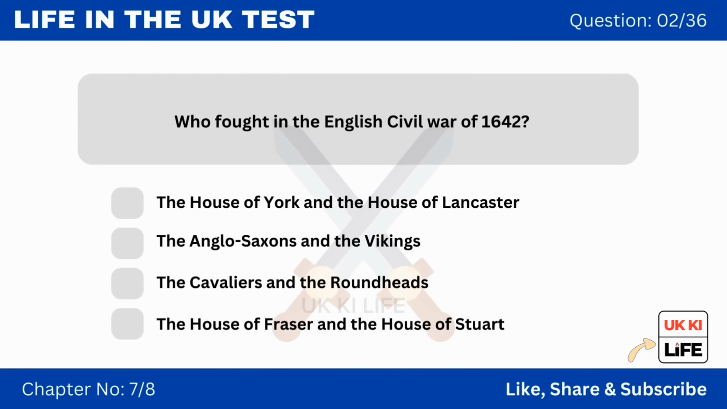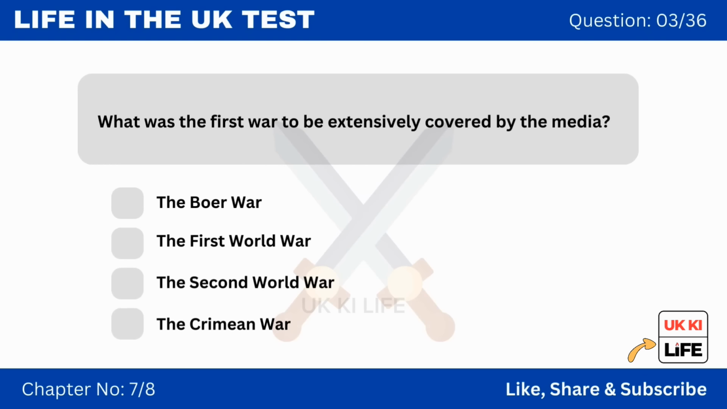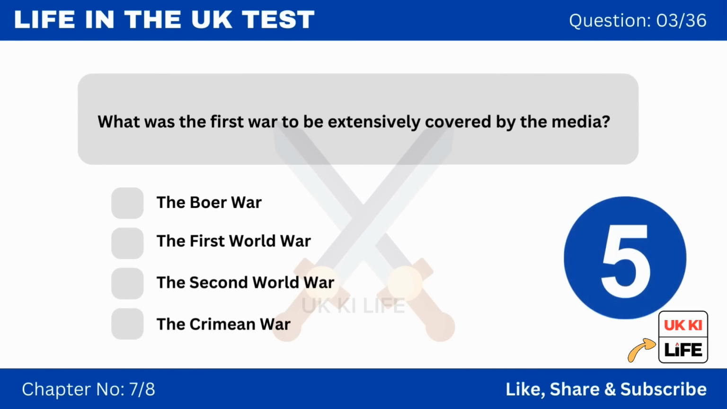The correct option is C. Explanation. The civil war between the king and parliament began in 1642. The country split into those who supported the king, the Cavaliers, and those who supported parliament, the Roundheads. Question 3. What was the first war to be extensively covered by the media? The Boer War. The First World War. The Second World War. The Crimean War.